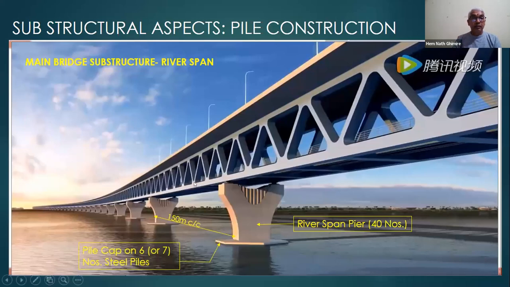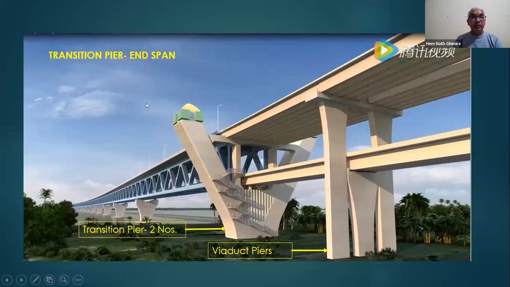So this is the 3D pictorial view of the river span piers, 150 meter center to center. This is the lower deck for railway and the upper deck for the four lane highway. Below this is the pile cap. We can see it is hexagonal. So we have six or somewhere seven steel piles below it as the foundation. And this is the transition pier, as we see here. After the transition pier starts the viaduct area. The lower deck is the railway deck, the upper deck is the four lane highway.